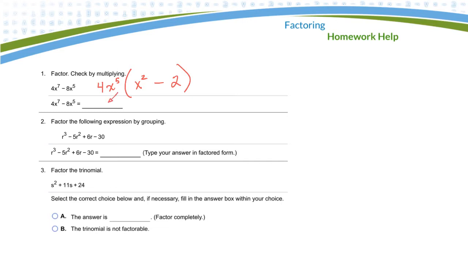Next question, factor by grouping. Let me rewrite it: r cubed minus 5r squared plus 6r minus 30. I'm going to group these two. I think I can take out a common factor of r squared, leaving me with r minus 5. Here I think I can take out a plus 6, and that'll leave me with r minus 5. Since r minus 5 is common to each of those terms, I can factor it out.